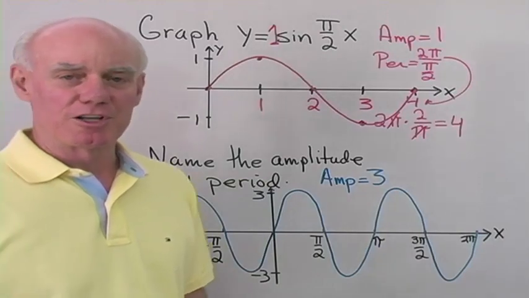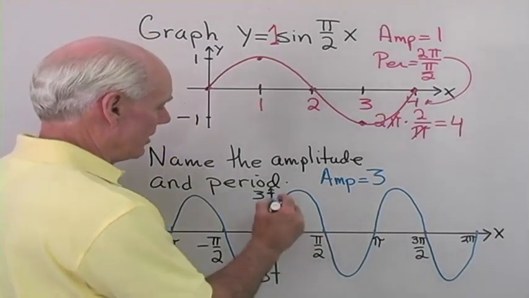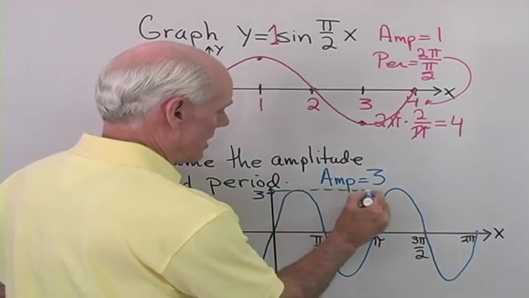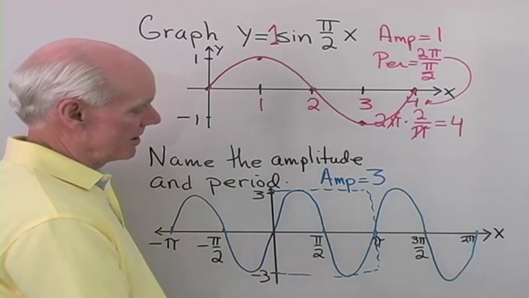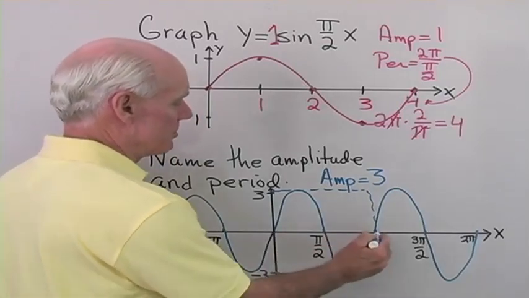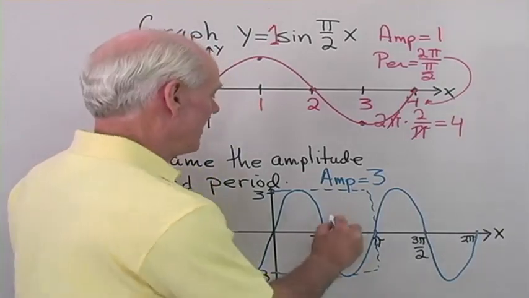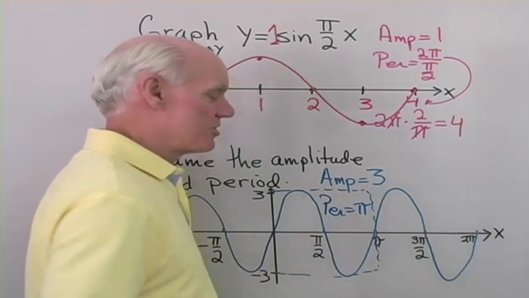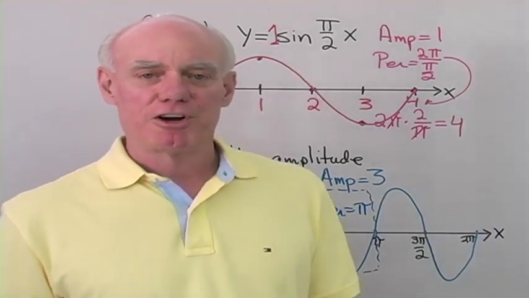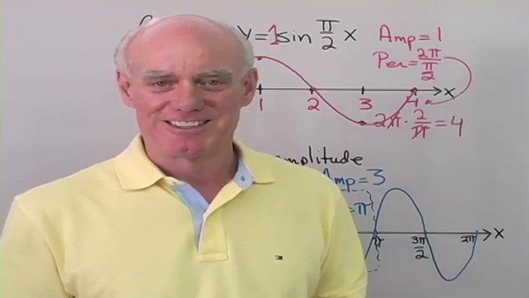Well, the period is what it takes on the x-axis for that graph to go through one complete cycle. Well, let's see, here is one complete cycle. That seems to repeat itself again and again, and that happens between 0 and pi. So the period for this graph must be pi. Okay, so that's a look at graphing trig functions in relation to their amplitude, their period, and some reflections.